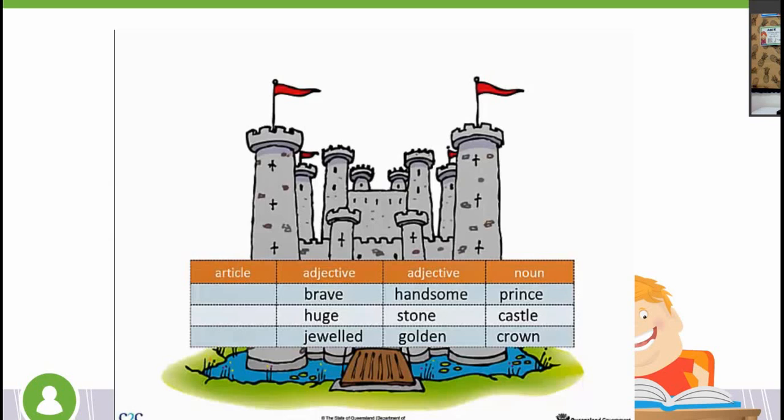We could use a, an, or the. These words are called articles. Noun groups sometimes need an article if they are to sound right. The brave, handsome prince rode his horse, or a brave, handsome prince rode his horse. The huge stone castle. The jewelled golden crown.